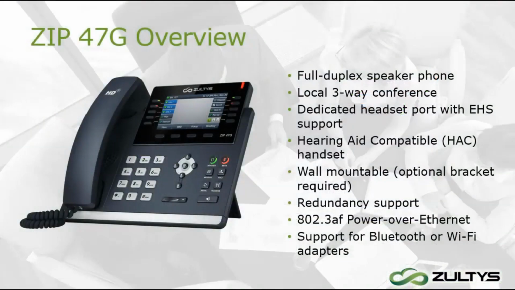47G has a dedicated EHS headset port, and it also supports Bluetooth headset with an optional adapter. Alternatively, if you need to place your phone far away from an Ethernet port, we also have an optional Wi-Fi adapter. If your company has our UC client ZAC, all our phones are completely compatible with it, so you can control your phone calls from your desktop application or by pressing buttons on the phone. For this video, we will be using the phone buttons only. Check out our videos on ZAC to find out how to control your phone calls from the desktop application.